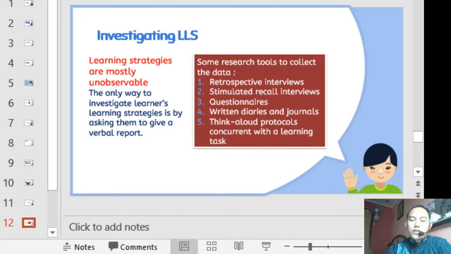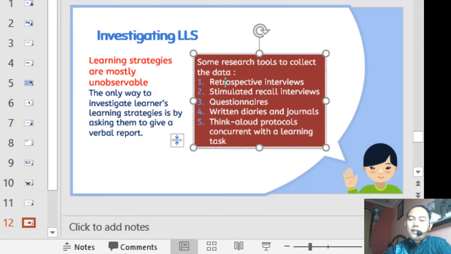There are several research tools, which can be used to collect data of learners' learning strategies. Researchers can ask language learners to describe their learning processes and strategies through several techniques such as this one. Retrospective interviews, simulated recall interviews, questionnaires, written diaries and journals, and think aloud protocols concurrent with a learning task. Number one, the retrospective interviews, learners are asked to describe what they were thinking or doing during a recently completed learning task.